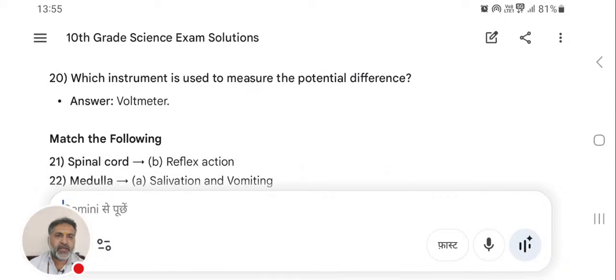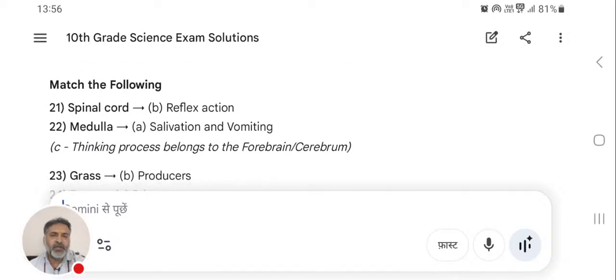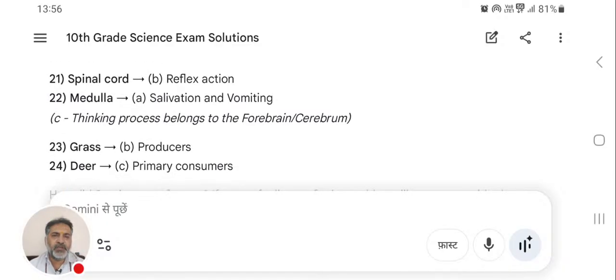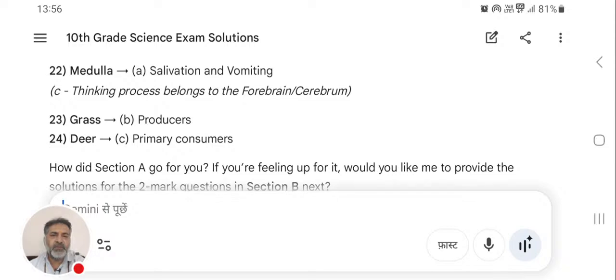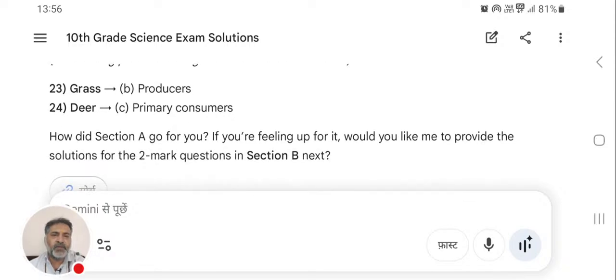Question number 20. Which instrument is used to measure the potential difference? The voltmeter is the right answer. Question number 21. Spinal cord, reflex action. 22. Medulla, salivation and vomiting. C. Thinking process belongs to the forebrain, cerebrum. Grass is a producer, so answer B, producer, and D are the primary consumers.